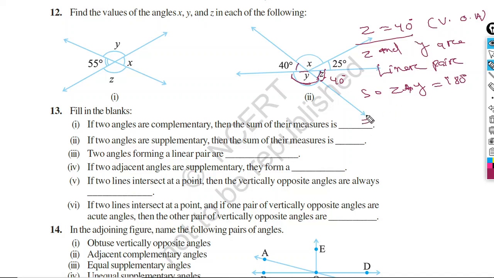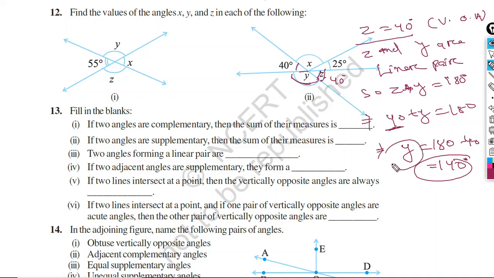Now you know the value of z, 40. So 40 plus y equal to 180, which implies y equal to, transpose 40 to the right-hand side, 180 minus 40, which is equal to 140 degrees. So you got the value of y, 140. Now you write 140 here. Now you see here 140 degrees is y, and vertically opposite, no, we will not take vertically opposite. Okay, then what we'll do?